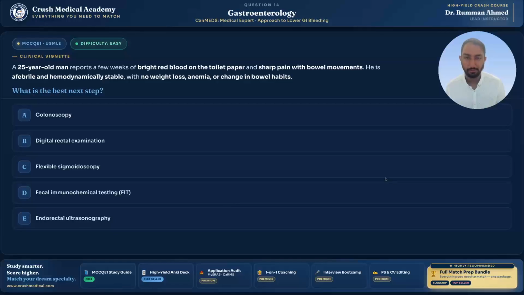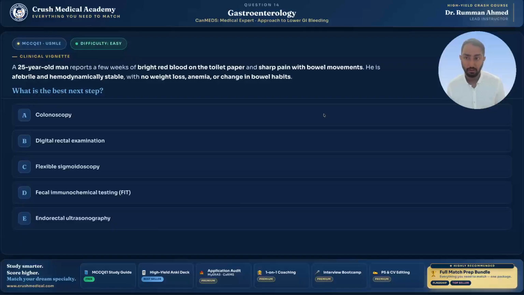So let's quickly unpack the clinical picture one more time. We've got a young male, right? He's not exactly in his 60s. We've got a 25-year-old. So that definitely points us in certain directions in terms of presentation and the type of diagnosis we could be thinking about. And he's describing bright red blood on the toilet paper, essentially after wiping, after he's passing stool. And he does describe sharp pain with bowel movements as well.